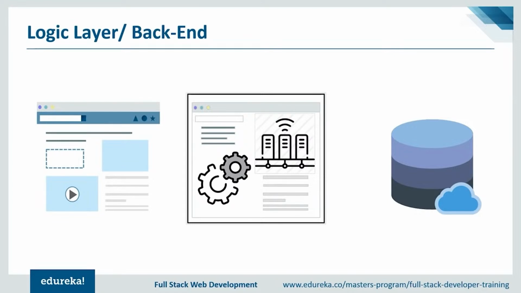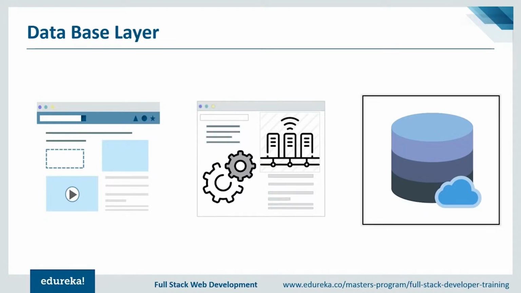Then comes the logic layer or the backend layer. Now this layer forms a dynamic connection between the front end and the database. So every time you search the web, it's the logic layer that transmits your requirements to the database and returns what you searched for. All of this is powered by a web server. Now, in order to get this layer working, it's important to know at least one of the programming languages such as Python, Java, or C#.